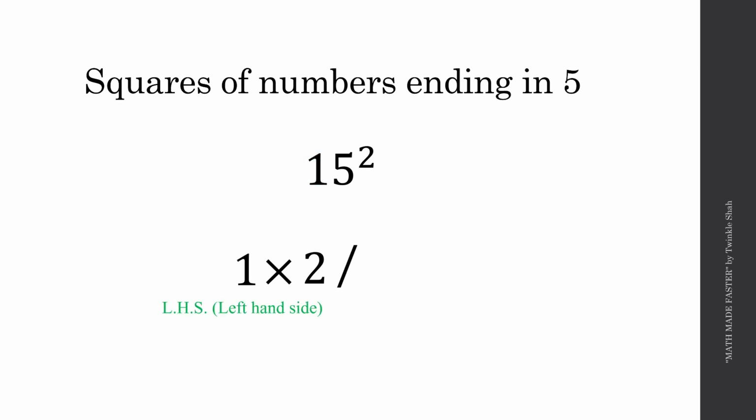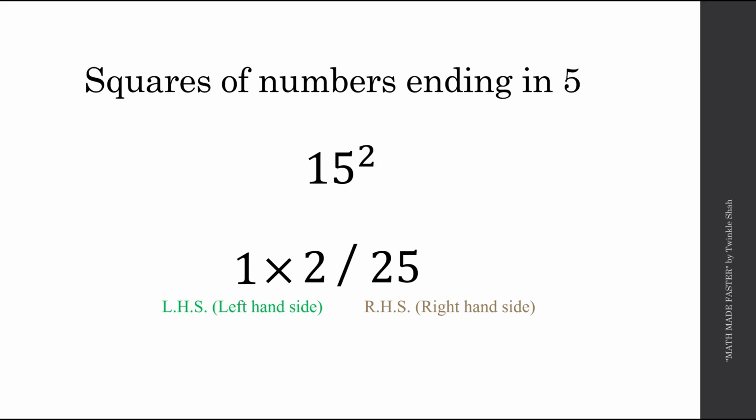Now take the 5 square, which is 25. Call this right hand side. Now we can simplify both of these expressions and concatenate their results. 1 times 2 equals 2, and we have 25 from the right hand side. Therefore, our answer equals 225.